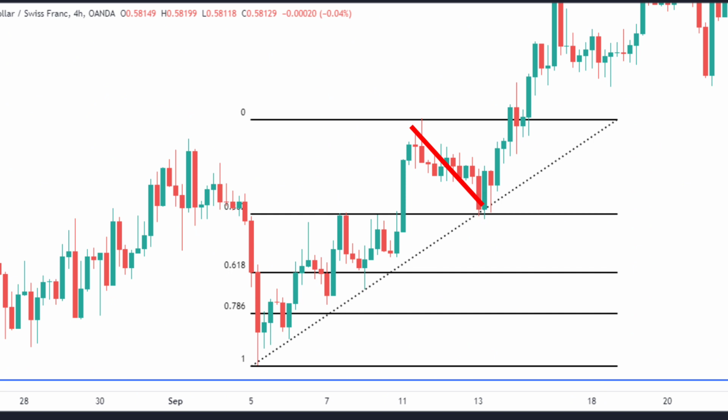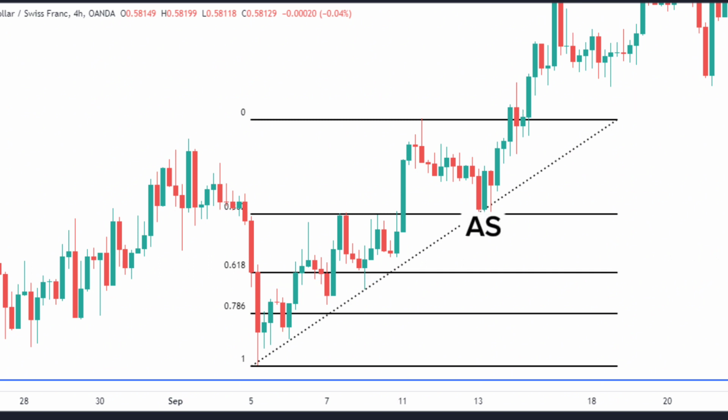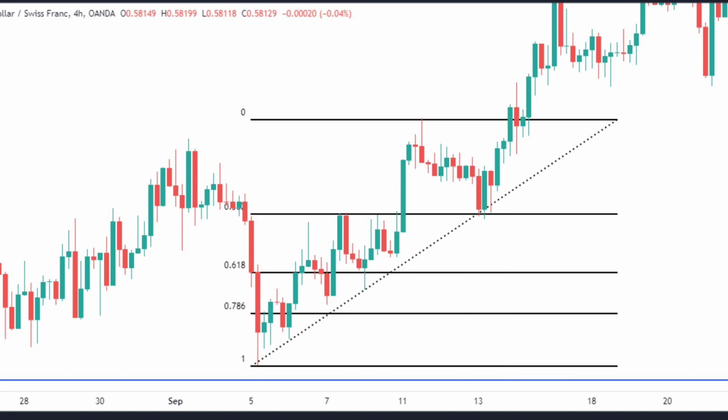I looked for a confirmation signal, which was a bullish engulfing candlestick pattern, and entered a long trade at the close of the candle. I set my stop loss below the 0.618 level and my take profit at the 0 level or the previous high. As you can see, the price continued its upward movement and reached my take profit level, giving me a nice profit.